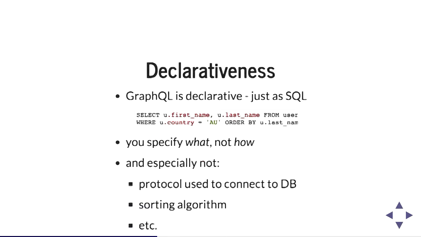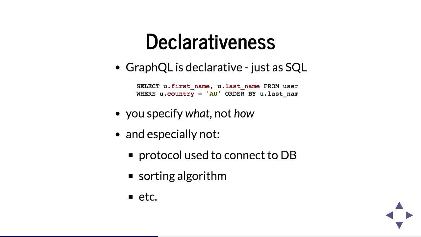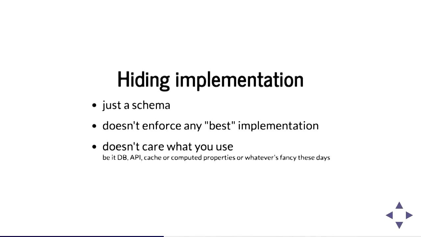Let's go through them. First of all, and this I think is the most important thing, GraphQL is declarative, and most of you probably know another language which is declarative. That's SQL, where you just specify what data you need, and you don't really care about how the database will process the data to generate the result in most cases.